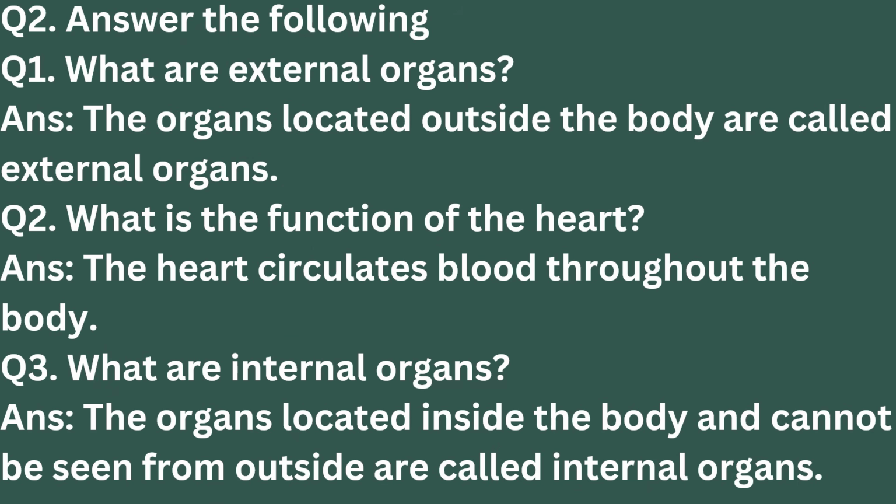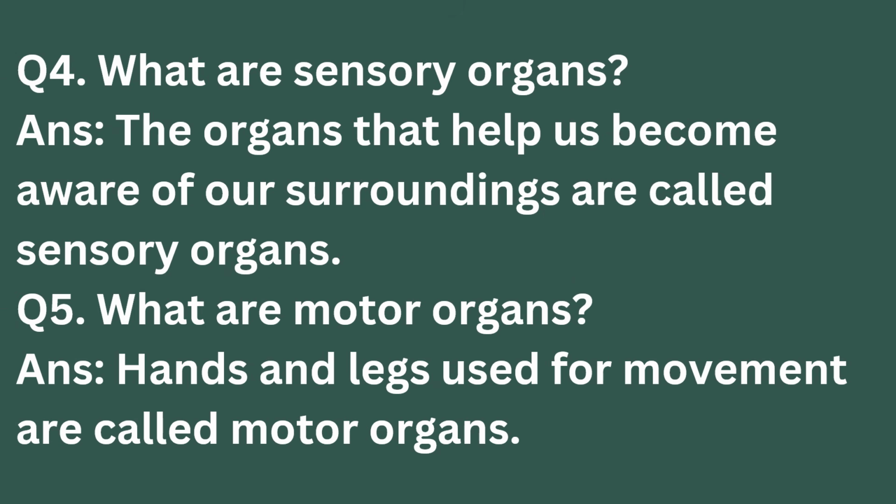What are external organs? The organs located outside the body are called external organs. What is the function of the heart? The heart circulates blood throughout the body. What are internal organs? The organs located inside the body and cannot be seen from outside are called internal organs. What are sensory organs? The organs that help us become aware of our surroundings are called sensory organs. What are motor organs? Hands and legs used for movement are called motor organs.